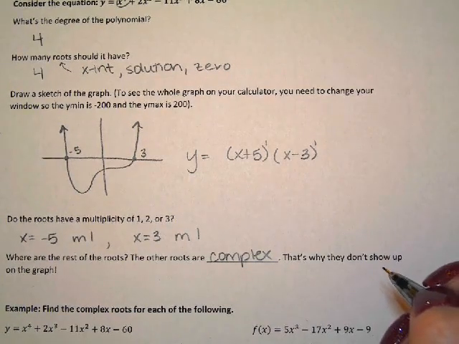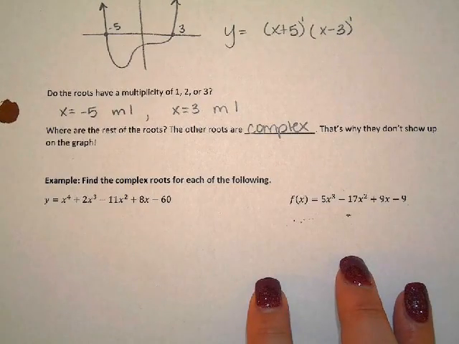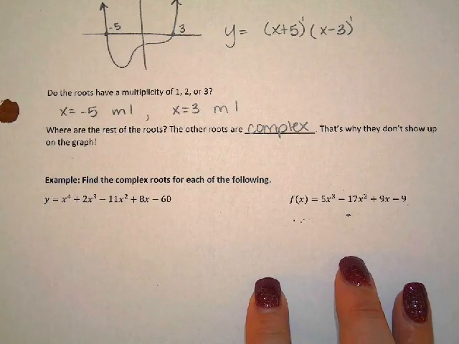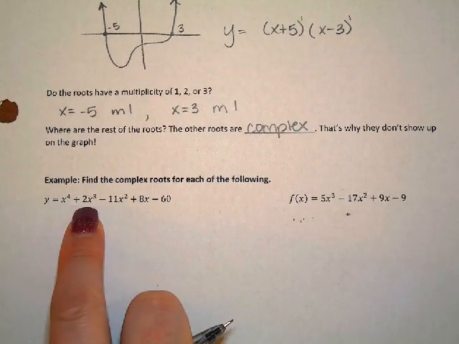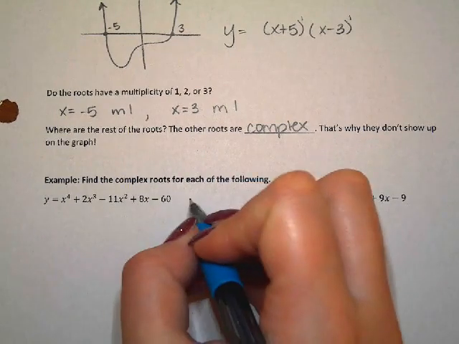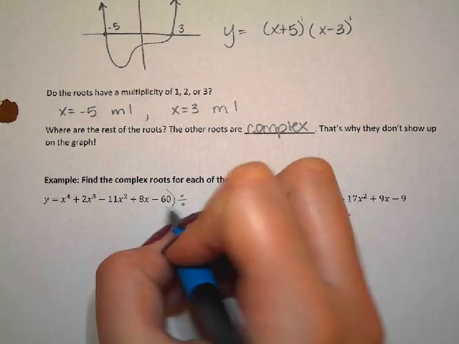All right, so we're going to go ahead and finish this problem, and this is how we do it. We're going to take the equation, and we're going to divide it by the factors that we already have. So I'm going to take x to the fourth plus 2x to the third minus 11x squared plus 8x minus 60. We're going to divide it by x plus 5.